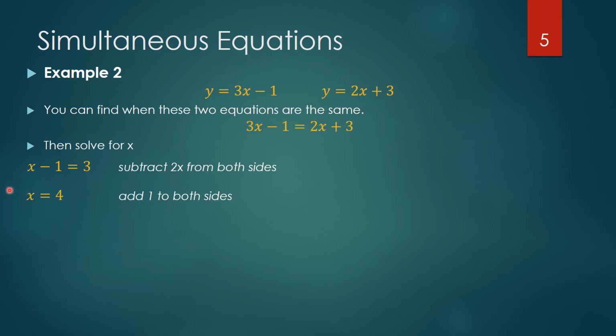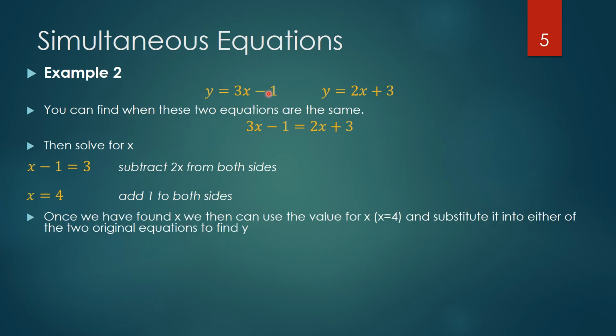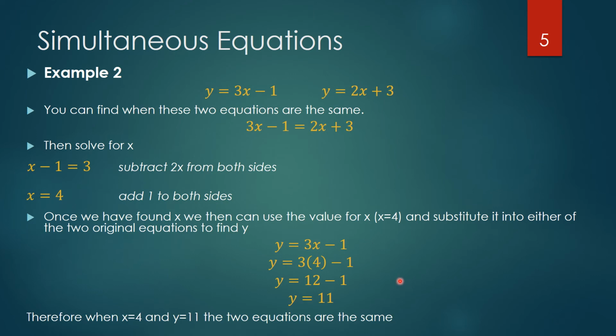Now we've found x equals 4, we need to find our y, and we do that by putting it back into one of the original equations. So I'm just going to use the first one. We'll put 4 into the original equation, so 3 times 4, take away 1, so that's 12 take away 1, and so y is 11. So therefore, when x is 4 and y equals 11, the two equations are the same.